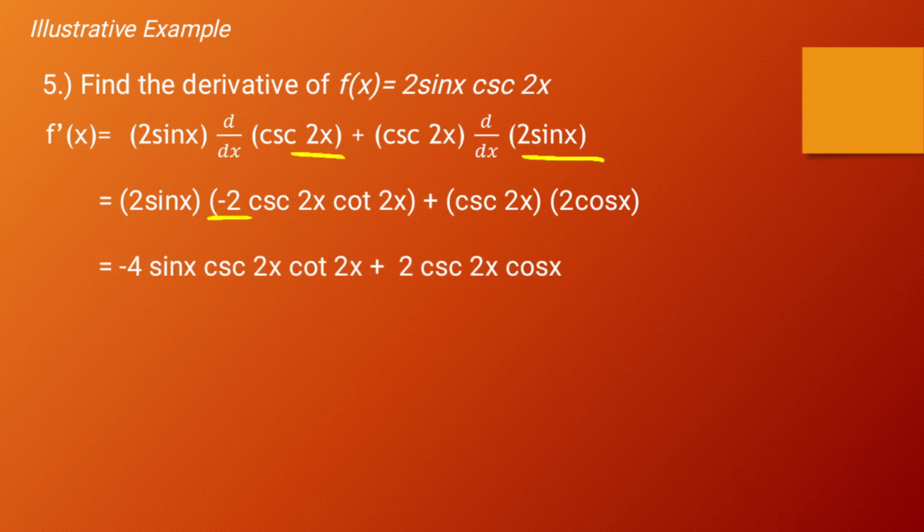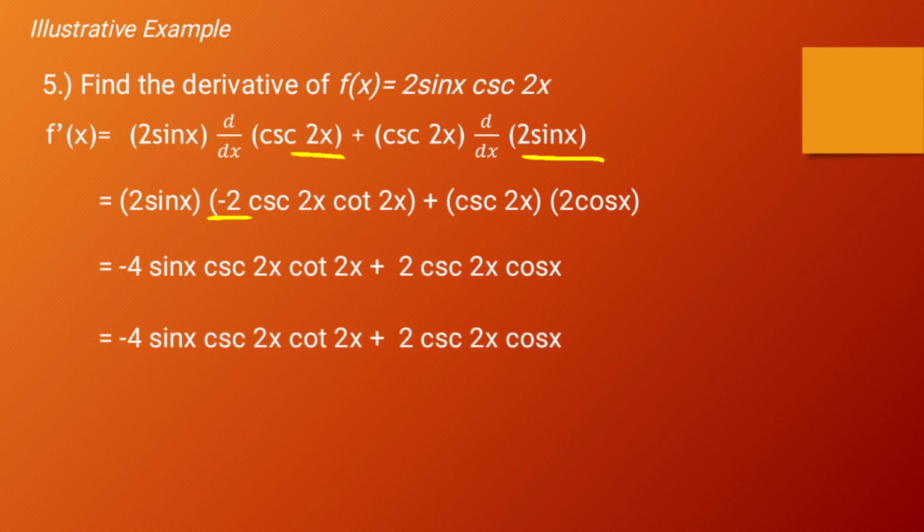Now just distribute those. 2 sine x times the quantity negative 2 cosecant 2x cotangent 2x is negative 4 sine x cosecant 2x cotangent 2x, plus the product of cosecant 2x times 2 cosine x is equal to 2 cosecant 2x cosine x.